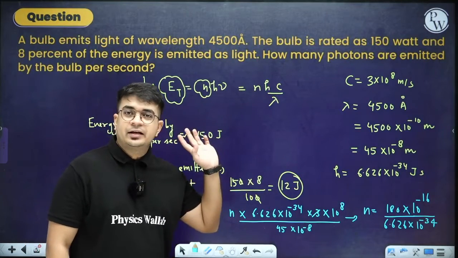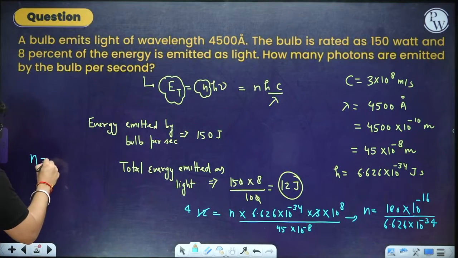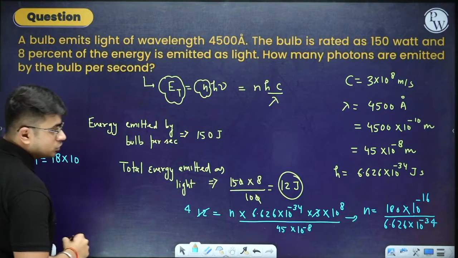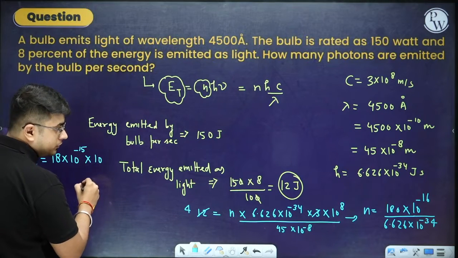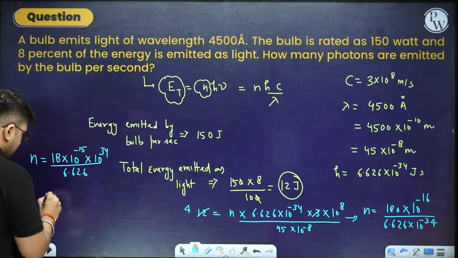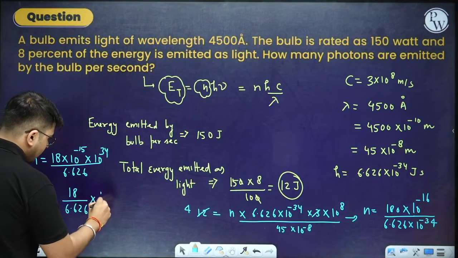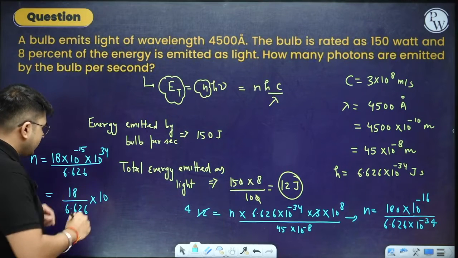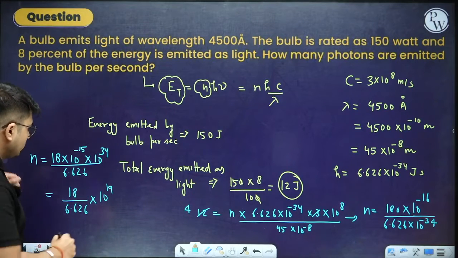Now we have all the values related to this part. We have to just solve this entire part. I am writing it here. So the n value finally will be equal to 18 × 10^-15 × 10^34 divided by 6.626. So that will be 18 divided by 6.626 × 10 raised to the power, this is 34 and this is 15, so 34 minus 15, that will be 19. So you just have to solve this part and let me know the final answer.